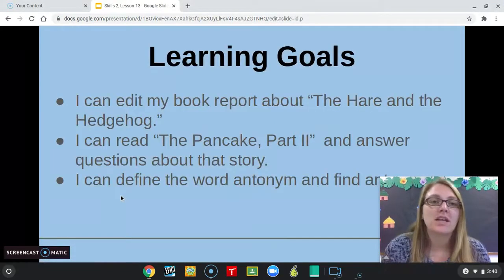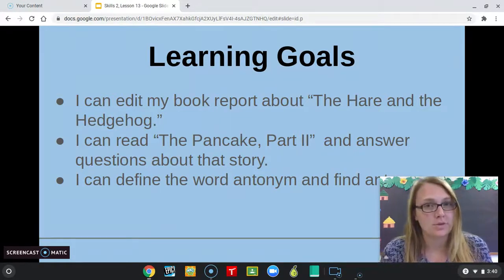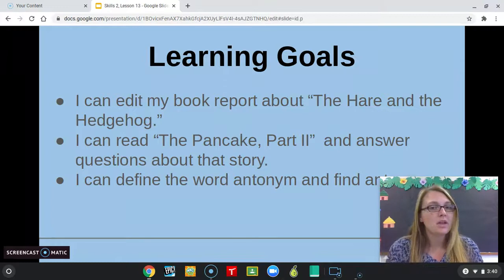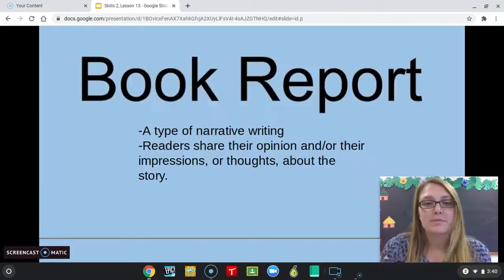Our learning goals for today: editing the book report you wrote about the hare and the hedgehog, reading the second part of the pancake, part 2, and answering questions about that story, and then defining and finding antonym words.